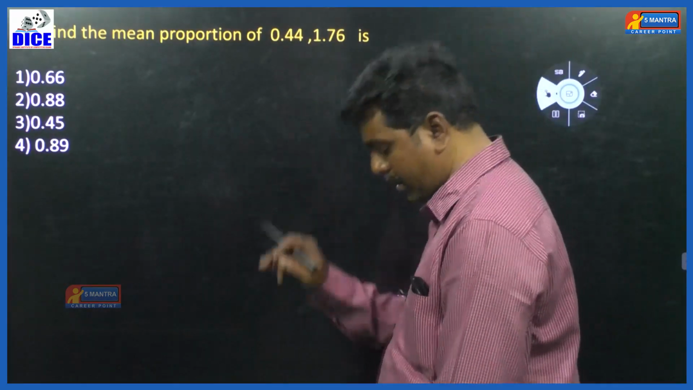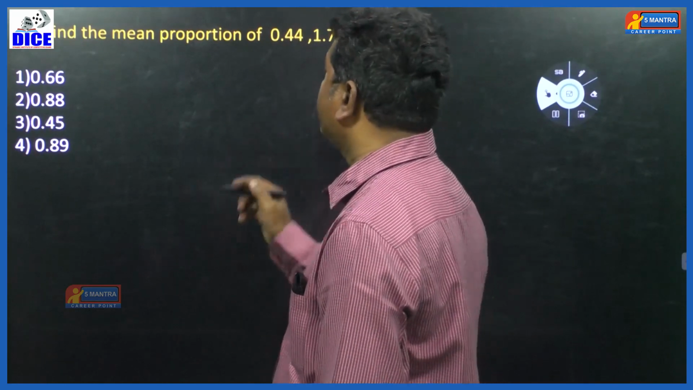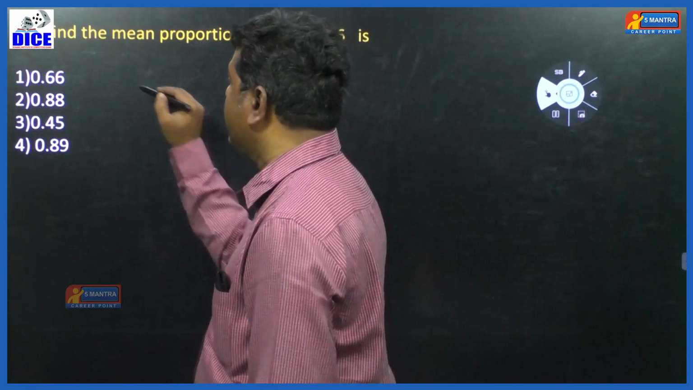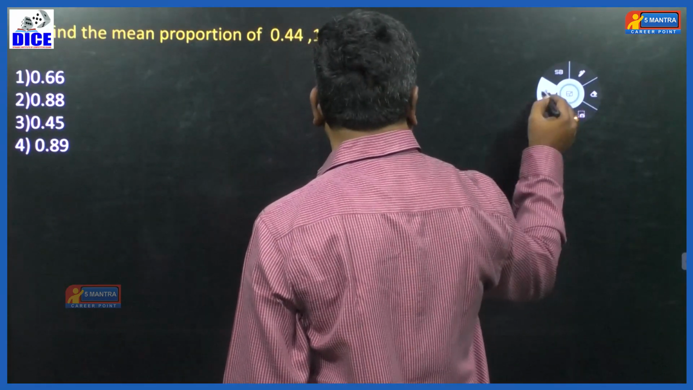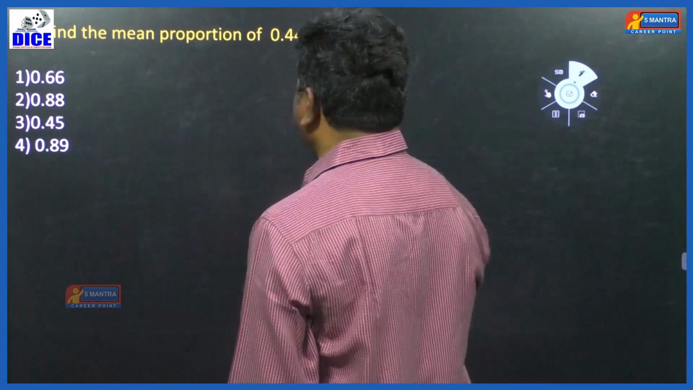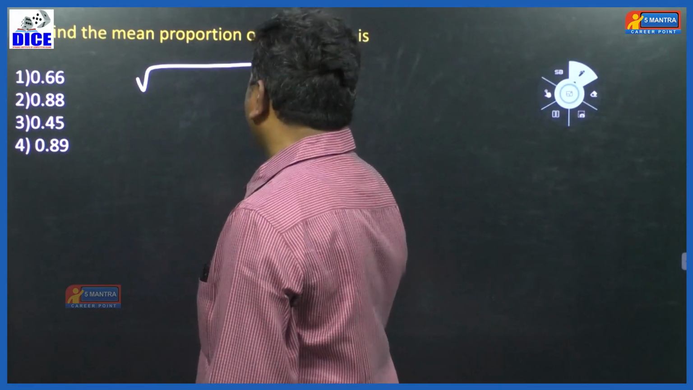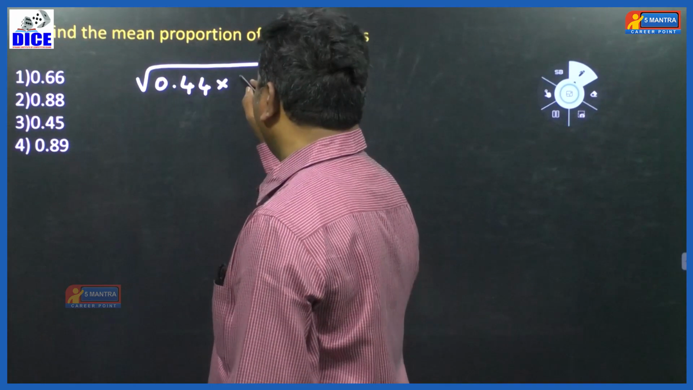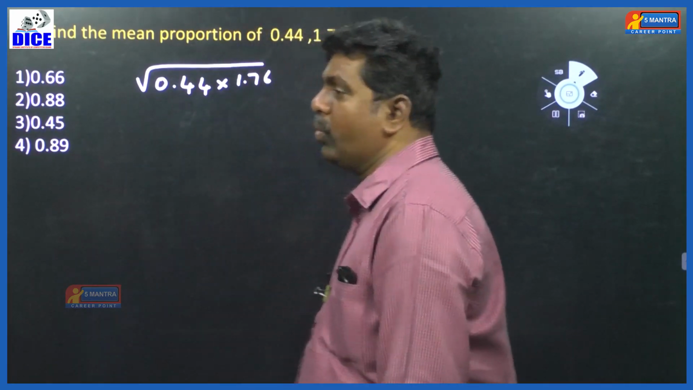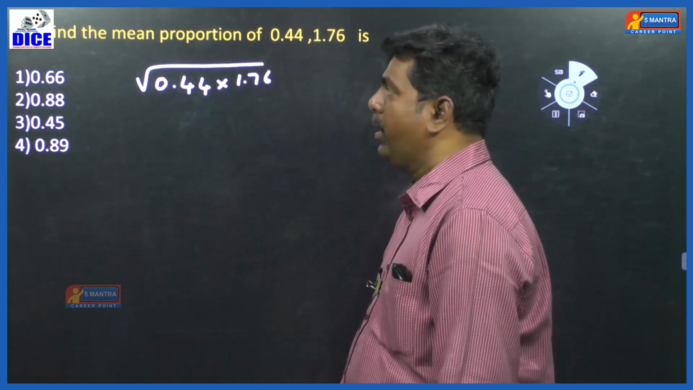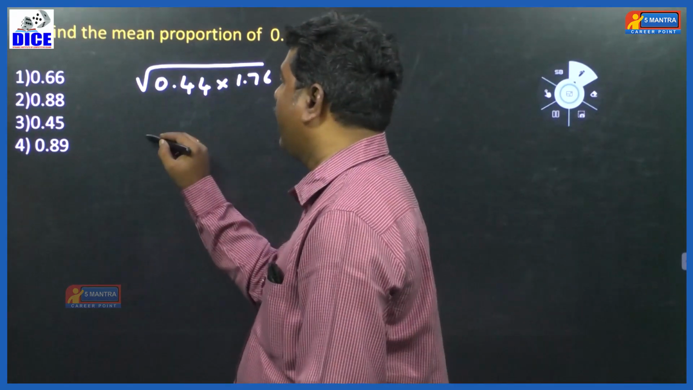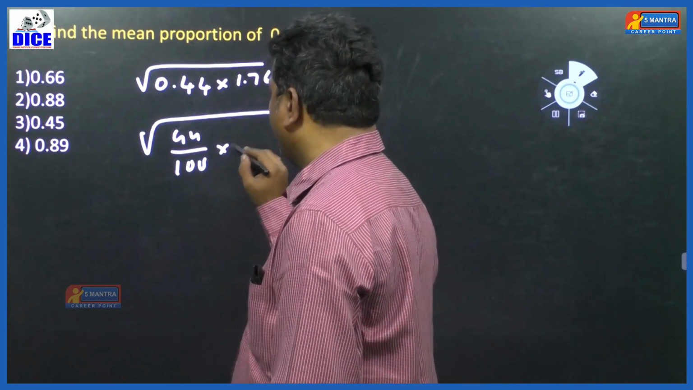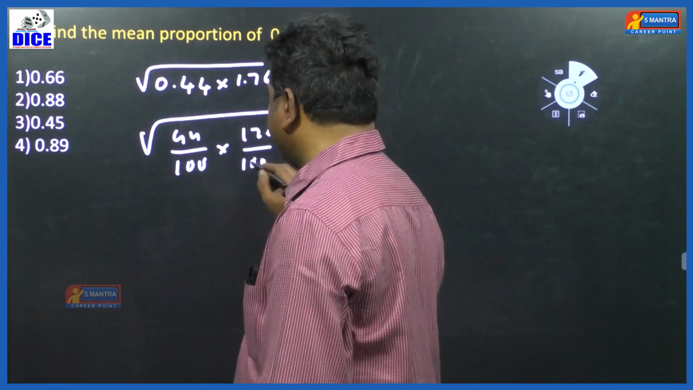Find the mean proportion of 0.44 and 1.76. Already we know the formula: square root of A into B. So square root of 0.44 into 1.76. We can write this as square root of 44 by 100 into 176 by 100.